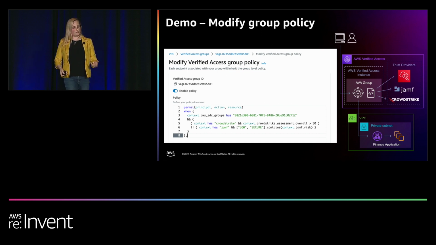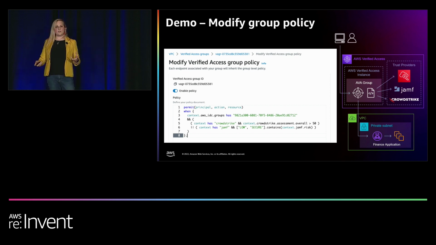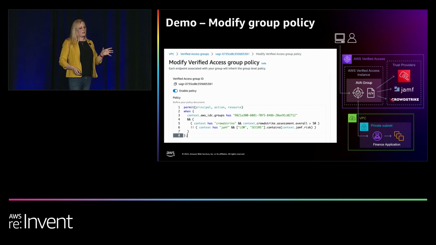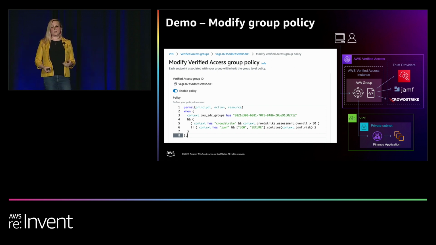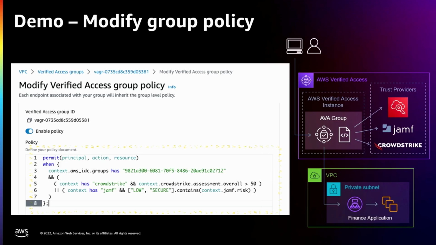In the CrowdStrike case, I'm going to see if the overall assessment is greater than 50. CrowdStrike gives me an overall out-of-100 assessment of the security of the device. In the Jamf case, I'm going to see if the risk score that Jamf has given me is either low or secure. Jamf gives me an enum value with a number of different risk indicators. I like secure devices, so I'm going to save that.